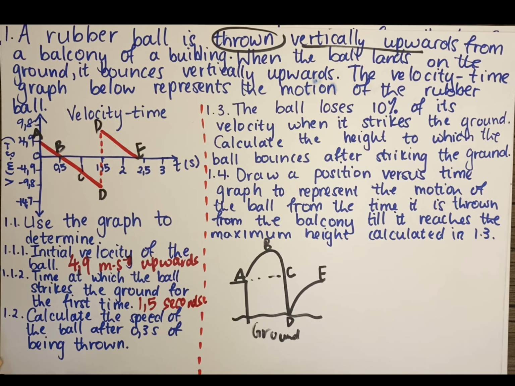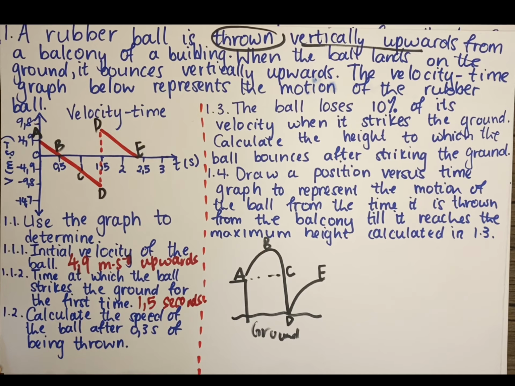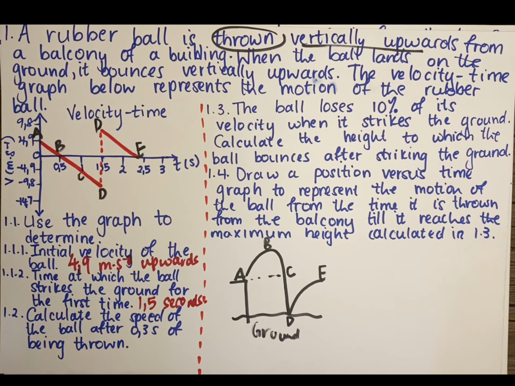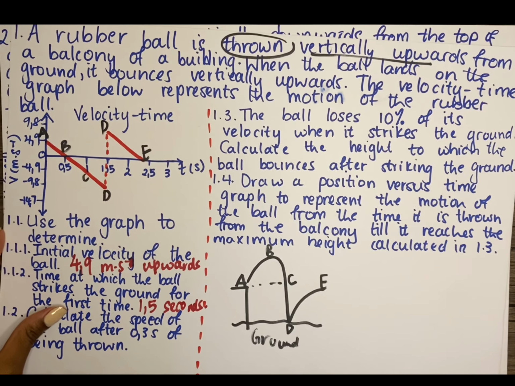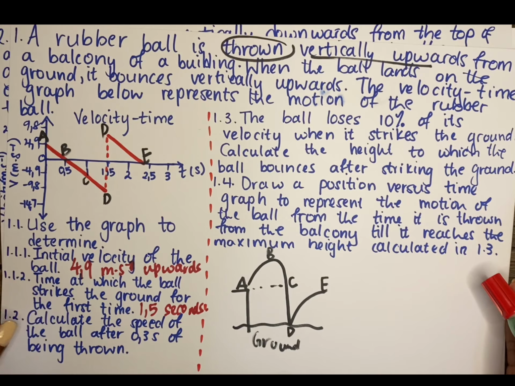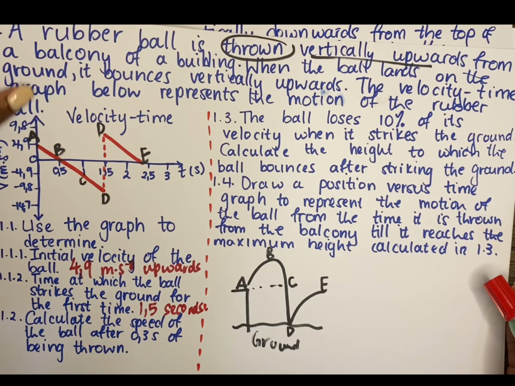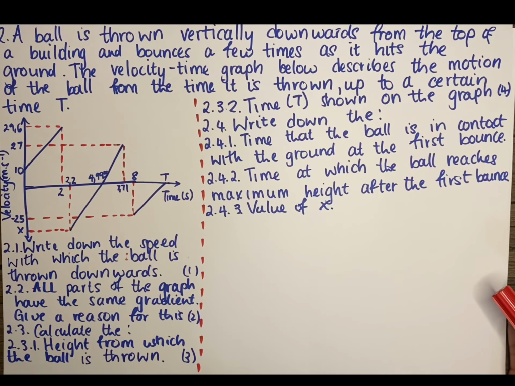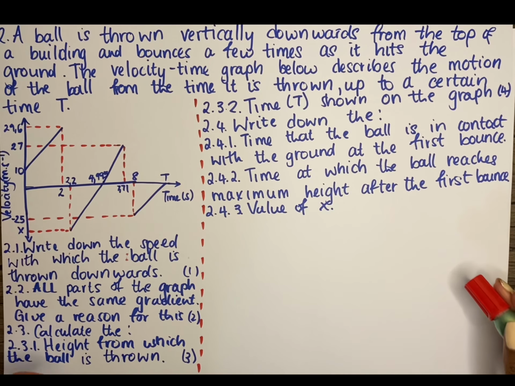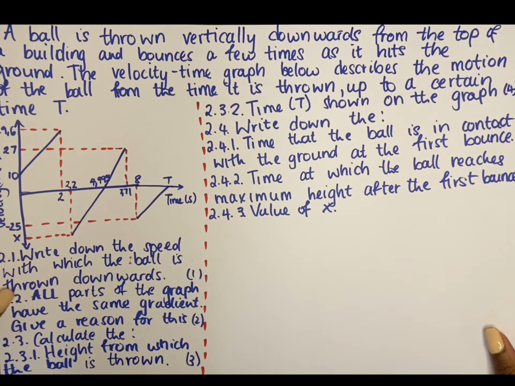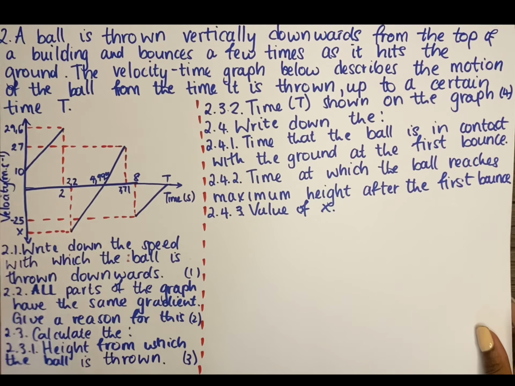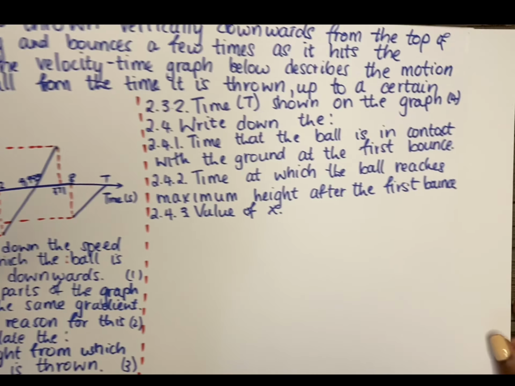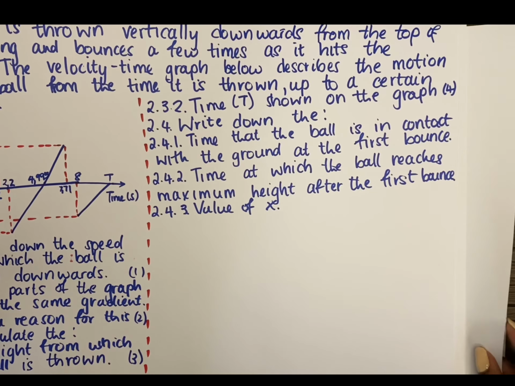Then the next question says, calculate the speed of the ball after 0.3 seconds of being thrown. Now there are equations of motion that you can use here. There are 4 of them. I'm just quickly going to write them down. So you can use the equations of motion. Let's pause this one and take another paper.